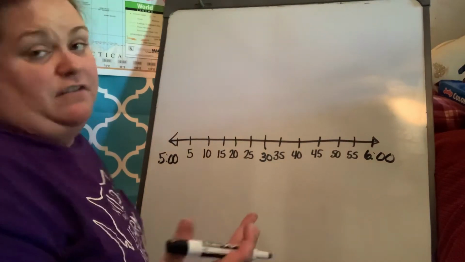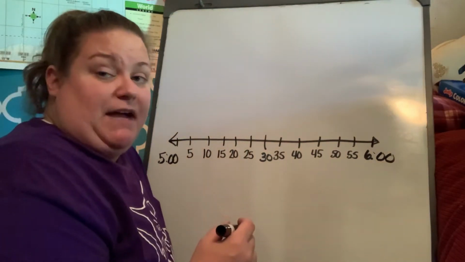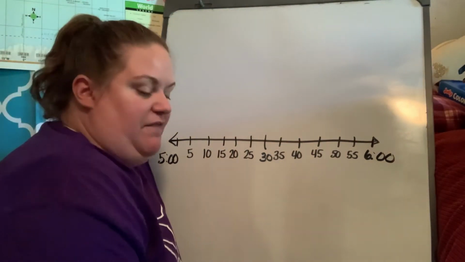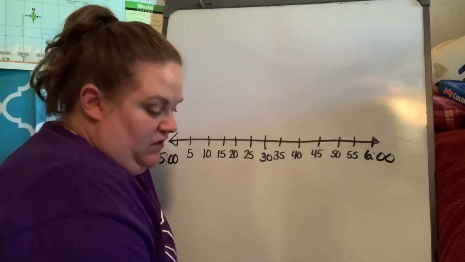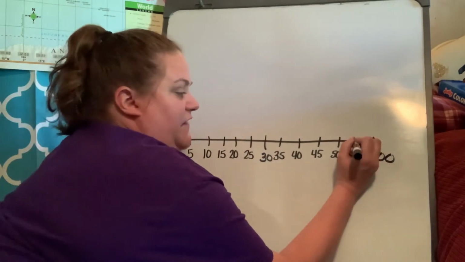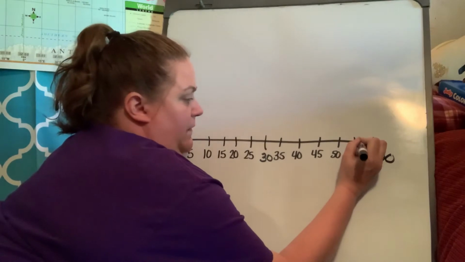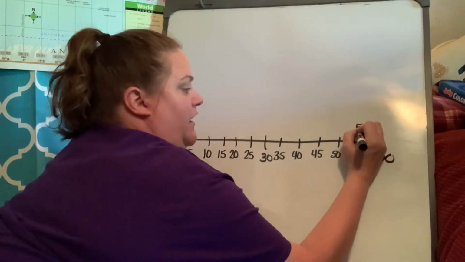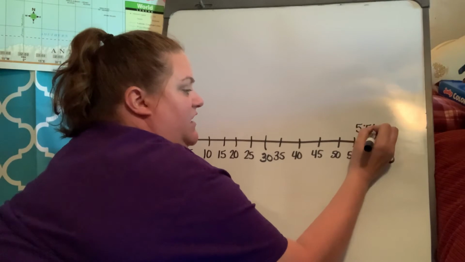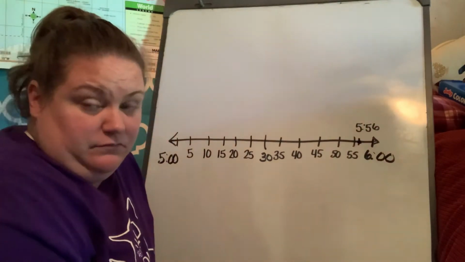So I have to find 5:56 first, and then I'm going to count back from that. I finish at 5:56, so that's 5:55 and one more interval right there. Boom, that's my end time. I'm going to write it right there: 5:56.